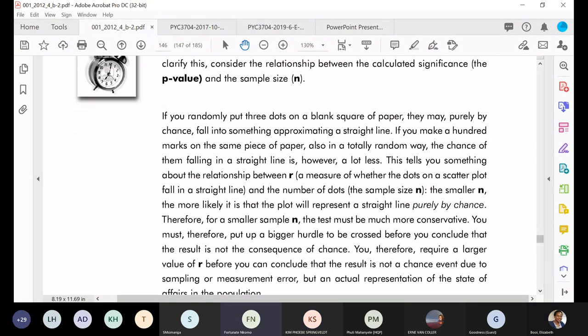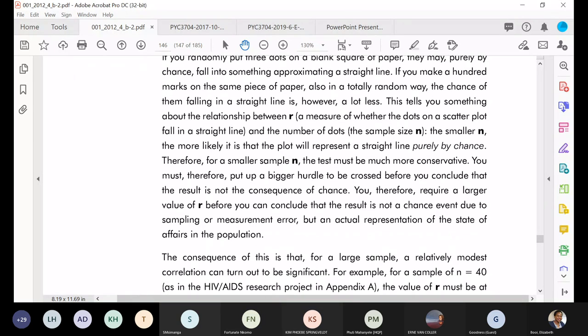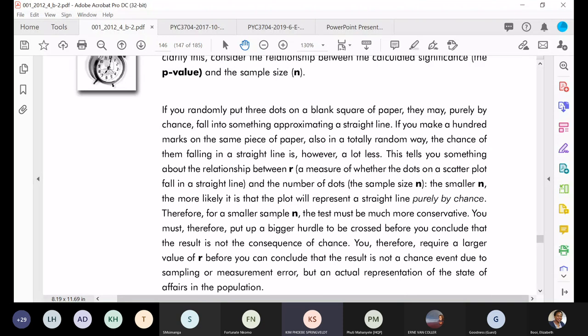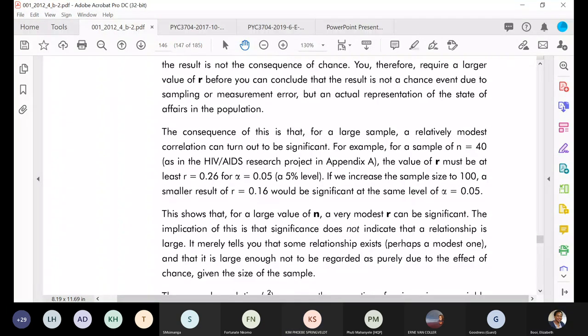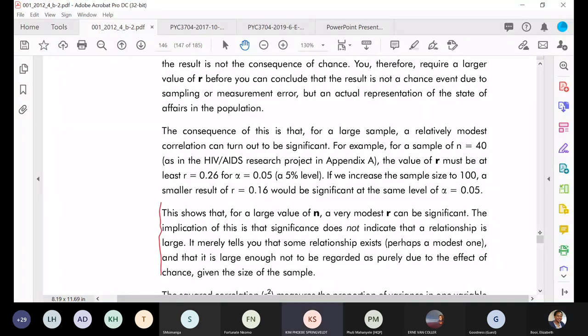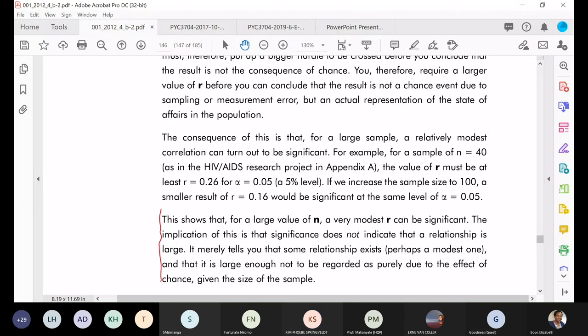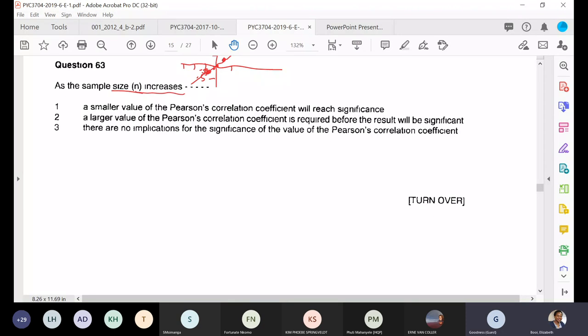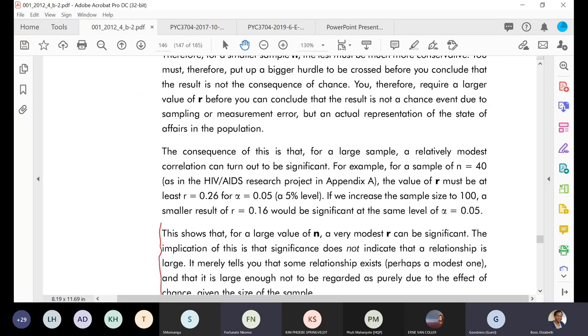So it says if you increase the sample size to 100, a smaller result of R, equal to 0.20, would be significant at the same level. Whereabouts on the page is it? It's the third paragraph from the bottom up. The consequence of this is that for a large sample, a relatively modest correlation can turn out to be significant. Okay, so it says, as the sample size N increases, what happens to R? So the larger N, a smaller result of R would be significant. So it would be one.